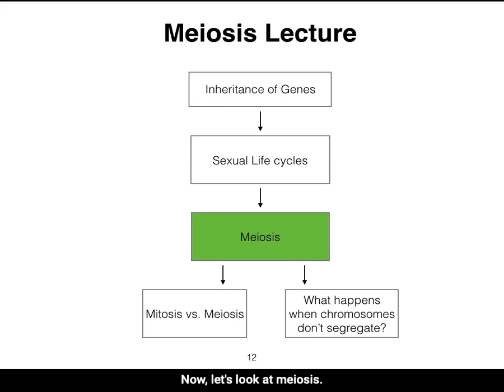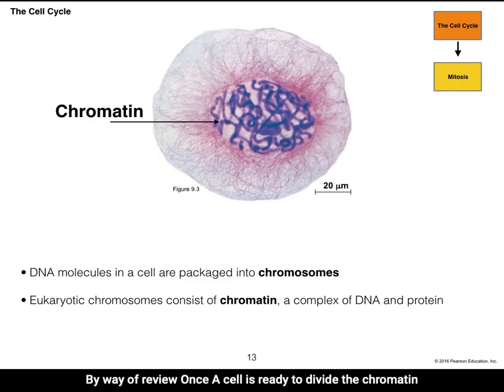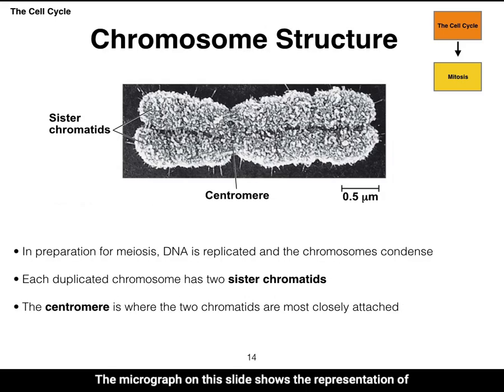Now let's look at meiosis. By way of review, once a cell is ready to divide, the chromatin condenses into chromosomes. The micrograph here shows a eukaryotic cell's chromosome. They are stained in purple. The micrograph on this slide shows a representation of the chromosomes that have undergone this condensation process. Once duplicated, each chromosome has two sister chromatids that are joined together. The structure looks like an X. The centromere is where the two sister chromatids connect.